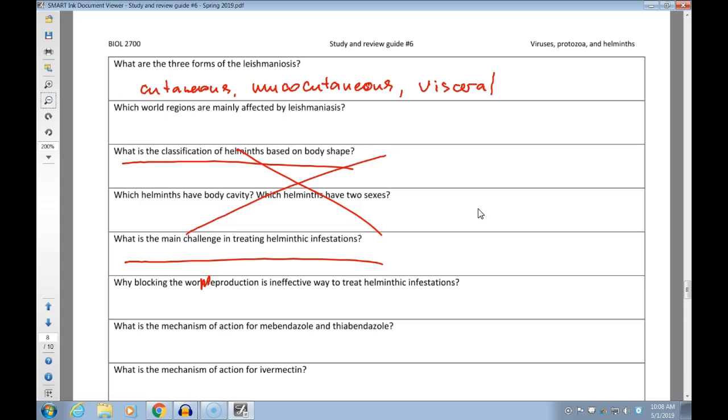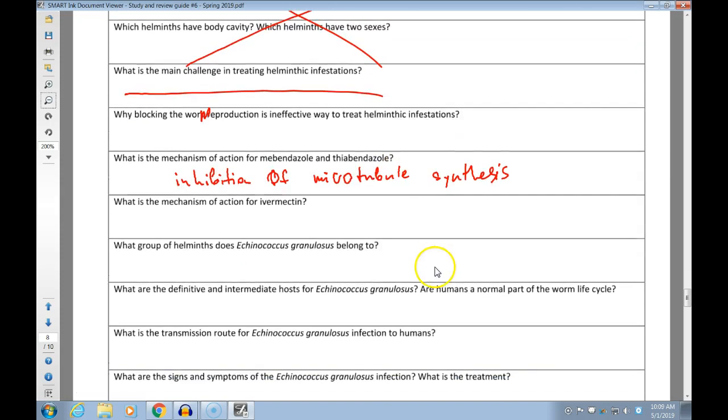Mebendazole, thiabendazole: inhibition of microtubule synthesis. Ivermectin: I'm not going to write the whole glutamate-gated name. It opens chloride channels. Chloride flows into the cells, leads to hyperpolarization of the cells and paralysis of the worm. Good? Clear?